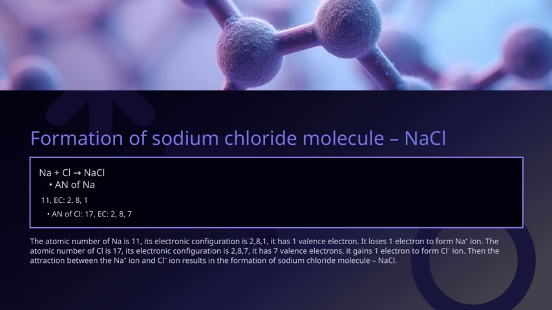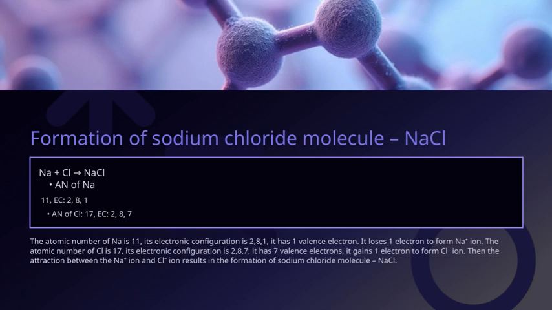in the outermost shell. That single valence electron is quite important because sodium tends to lose it to achieve a stable electron configuration. When sodium loses that 1 valence electron, it forms a positively charged ion, Na+.